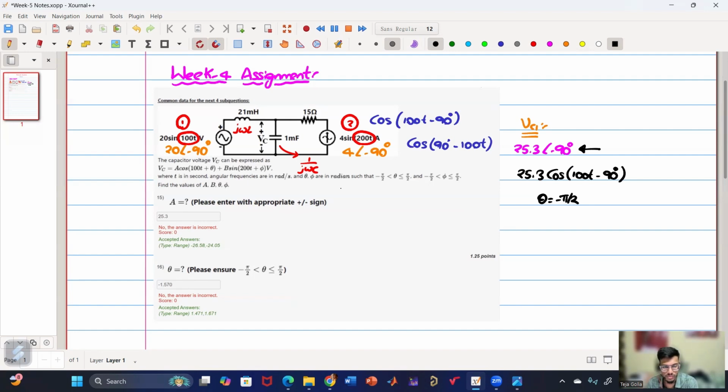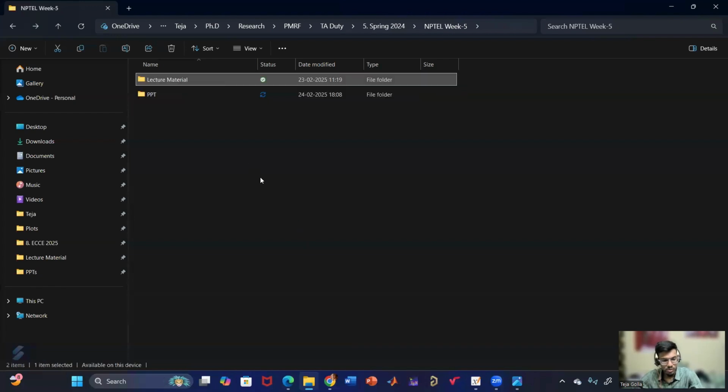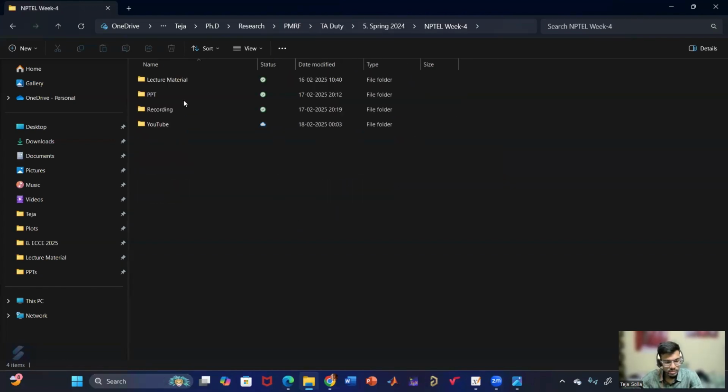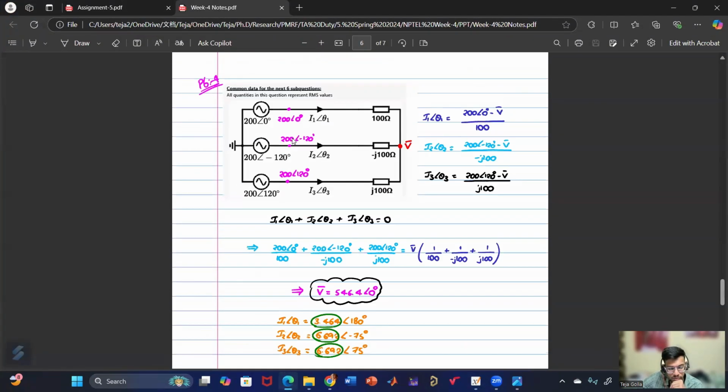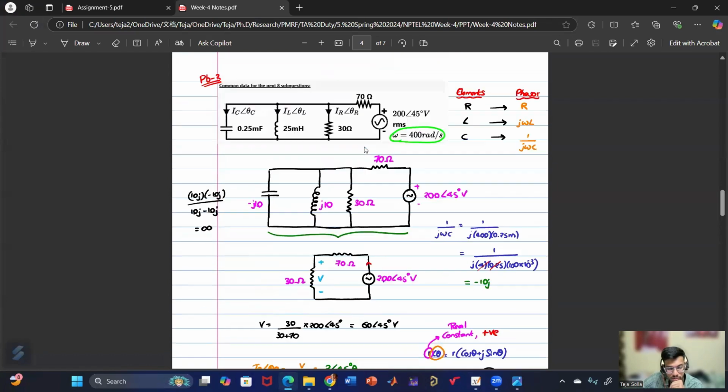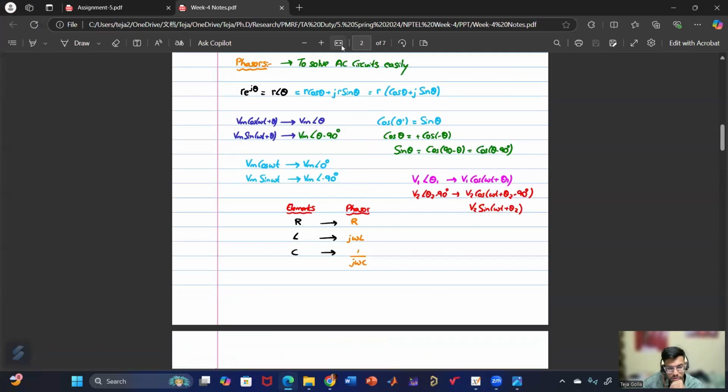Sir, while writing the trigonometric equation, we use Vm cos omega t minus 90, right? No, no, it will be just plus only. Like if my angle is, say, okay, then I'll go to my old notes so that you can see what convention we have followed. Yeah, so this is the convention that we have followed.